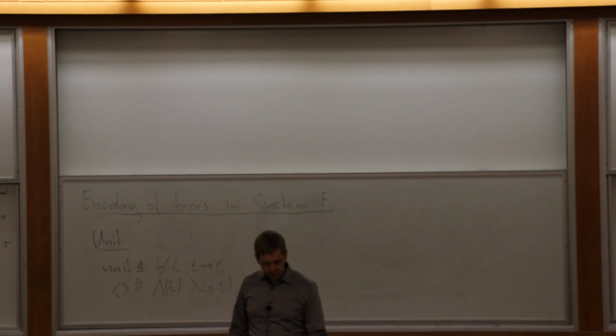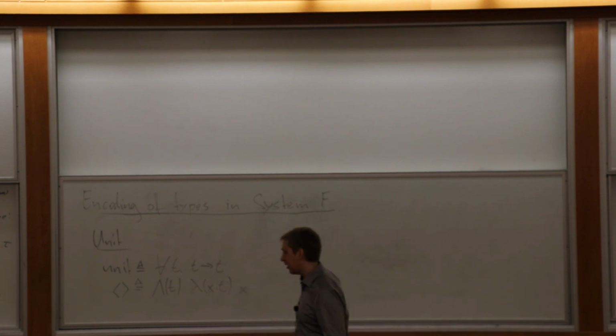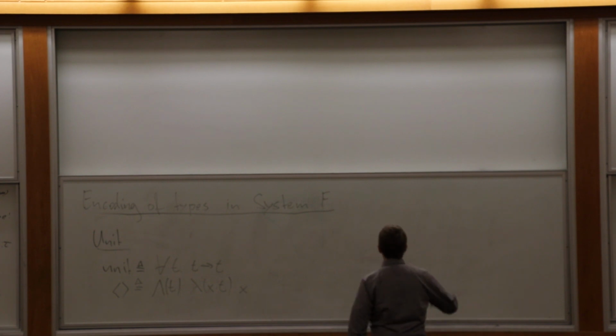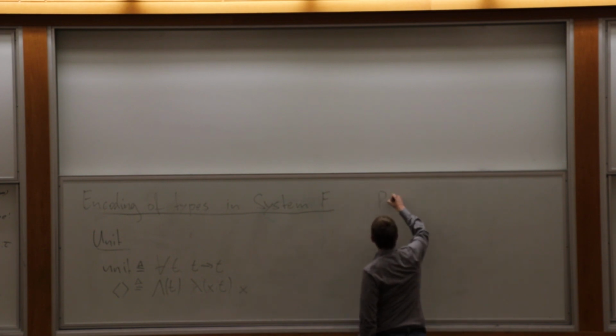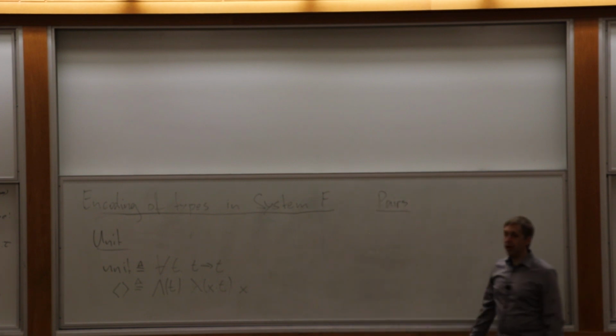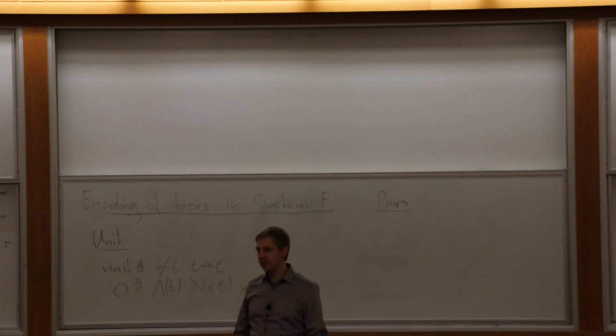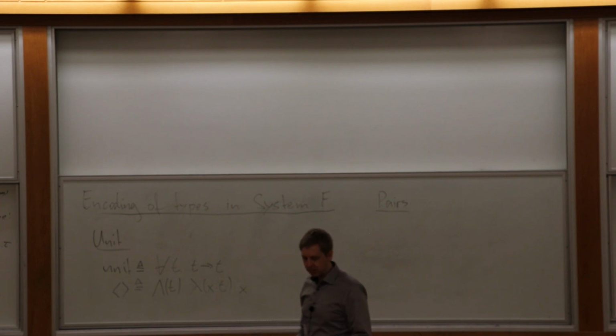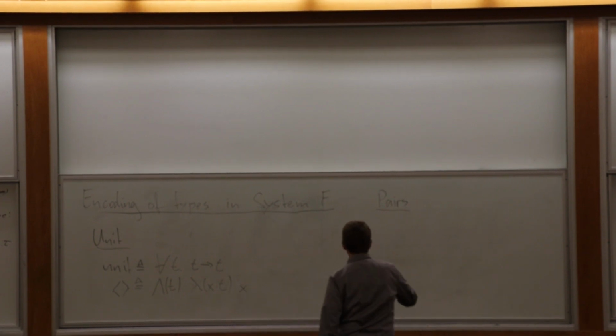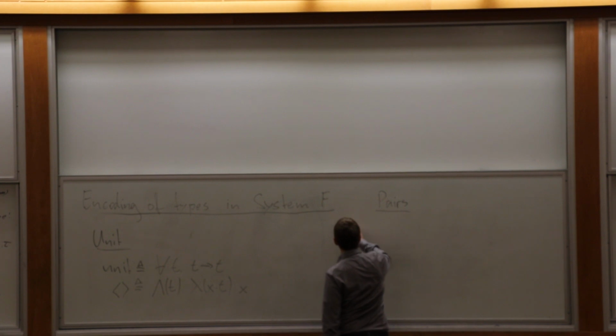So what else would you like to have? Pairs, or products. It's something you want to have in your programming language, and now come Reynolds and Girard, and they don't even have it. It's a bit embarrassing in System F, but as you'll see, they are actually there.